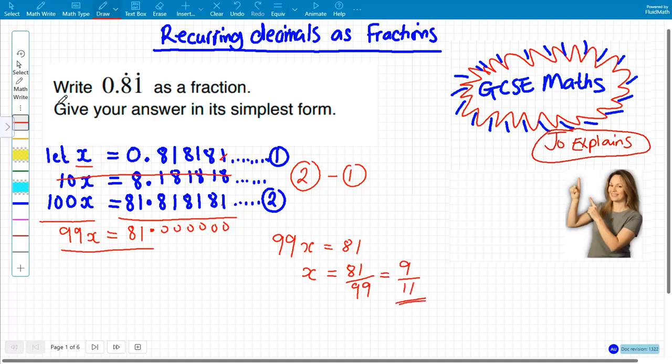And that's the final answer simplified, because it does say here to give it in its simplest form as well. So we would have to do that to get the full marks. And that's worth 3 marks on an exam paper.